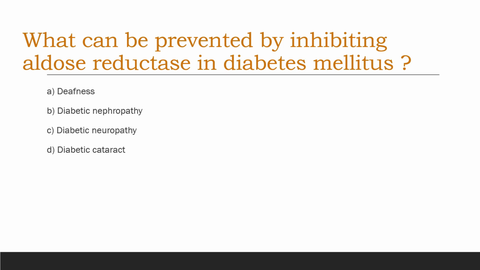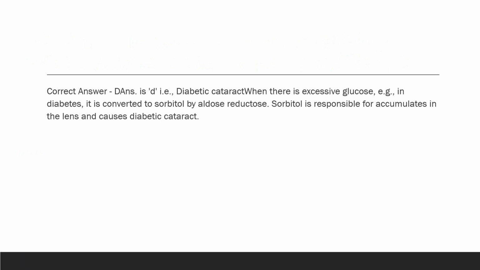What all can be prevented by inhibiting aldose reductase in diabetes mellitus: deafness, diabetic neuropathy, diabetic nephropathy, or diabetic cataract. Diabetic cataract is the correct option, because in diabetic cataract, when there is excessive glucose, for example in diabetes, it is converted to sorbitol by aldose reductase.